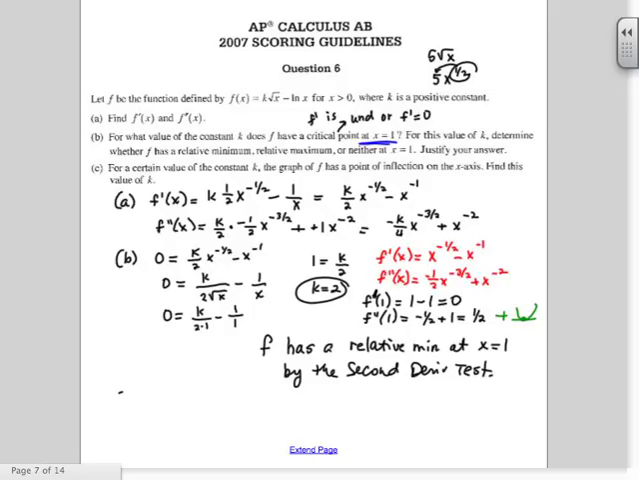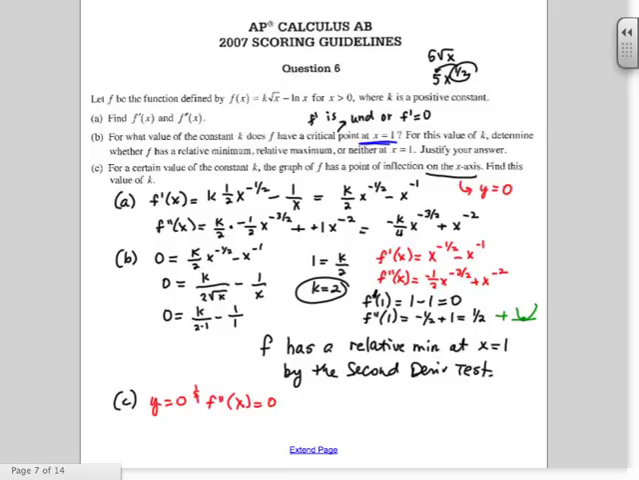Okay, part C. So it says for a certain value of the constant k, so it's no longer 2, the graph of f has a point of inflection on the x-axis. So it's on the x-axis, so what that means is that y is equal to 0. You would get 1 point for just writing that y equals 0, or if you had written f double prime of x equals 0. So if you had either of those things, you would get 1 point.